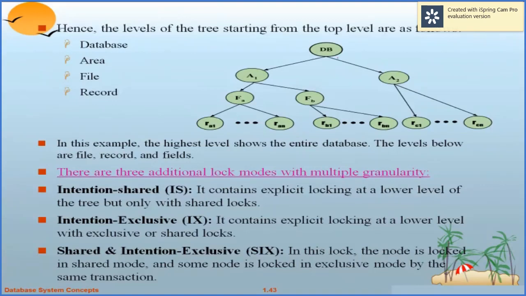The topmost category of any database in the multiple granularity representation would be the database. This database is split into sub-databases based on the areas, and these areas are again split in the form of files, and each file is segregated in the form of records. I can explain this with a simple basic example.